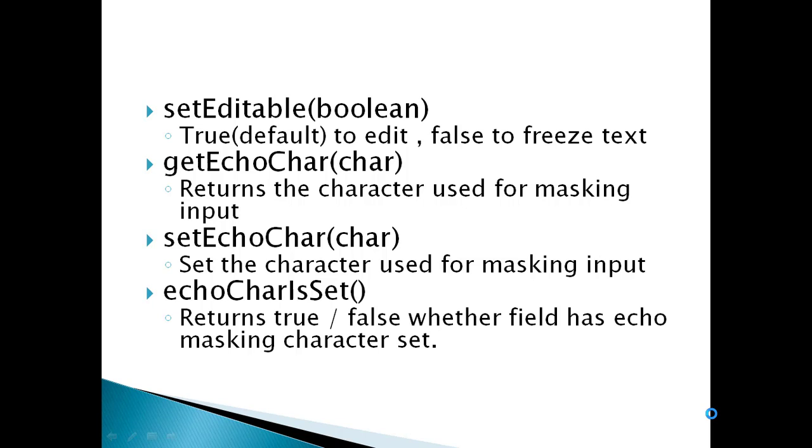Next method is setEchoChar, which sets the character used for masking input. The star or dot displayed is obtained by the getEchoChar method, and in the setEchoChar method we can set the star, dot or question mark characters for the text field.